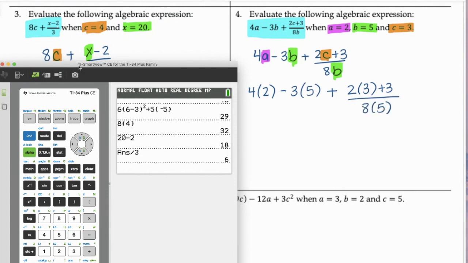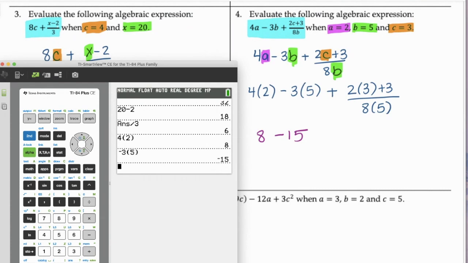Again, I have a fraction here. There's a fraction going on at the very end. So I'm going to take this one step at a time. I'm going to start off by multiplying 4 times 2. So let's say, I forgot what that is. I'm just going to put it in my calculator. I get a value of 8. There's my first piece. Next thing I'm going to do is multiply negative 3 times 5. So we got negative 15 or minus 15.